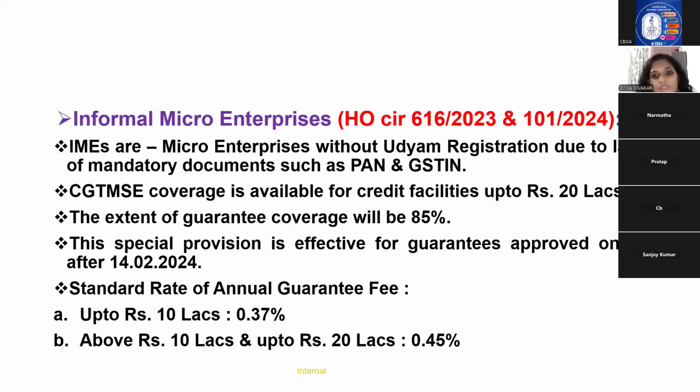Then we'll discuss the informal micro enterprises. This is also a new thing. We discussed this in the first slide also. IMEs are micro enterprises without Udyam registration due to lack of mandatory documents such as PAN and GST and all. So their CGTMSC coverage is available for credit facilities up to 20 lakhs. The extent of guarantee coverage eligibility will be 85%. And their guarantee fee will be 0.37% up to 10 lakh, and 0.45% above 10 up to 20 lakh.